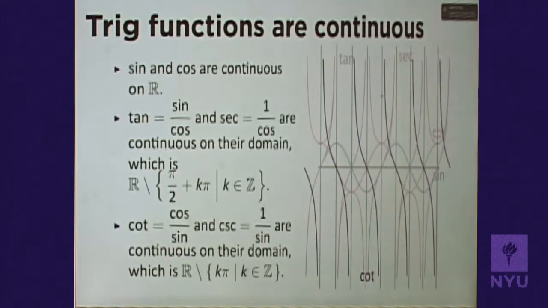Okay. Complementary to the sine and tangent functions, we have cotangent and cosecant. Cotangent is the reciprocal of tangent, and cosecant is the reciprocal of sine. So they are continuous as long as sine is not 0. They're continuous on their domain, which excludes all points which are just multiples of pi. So continuous on all real numbers except for pi, 2 pi, 3 pi, etc., negative pi, negative 2 pi, negative 3 pi, etc.